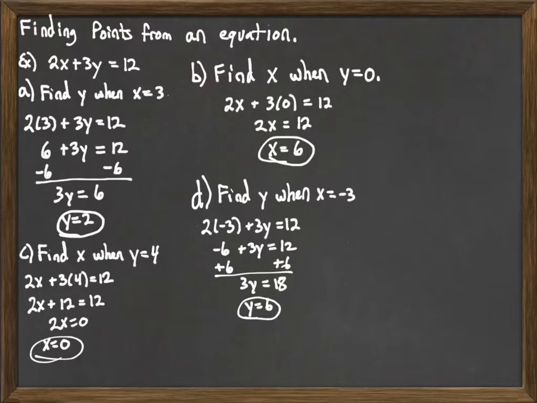So now we have a fourth point here. x equals negative 3, y equals 6. If we wrote it as a point, it would be negative 3, comma 6. Let's do one more example.